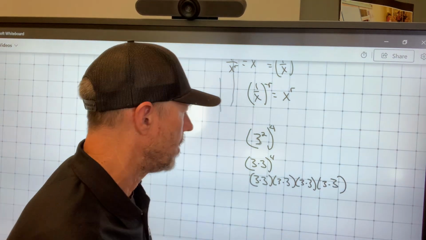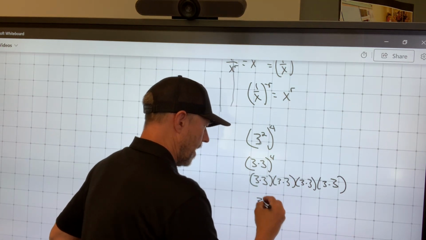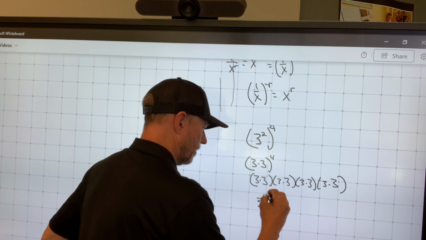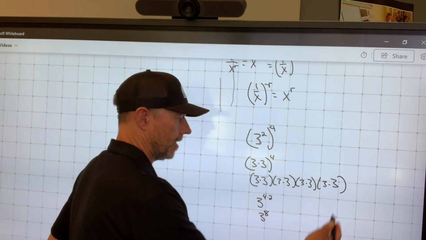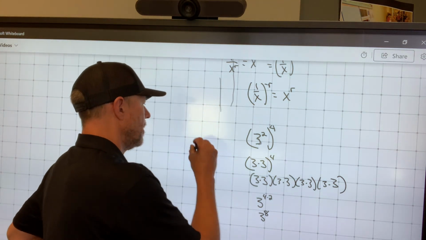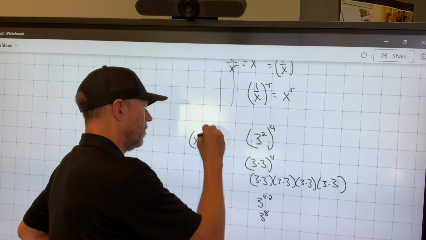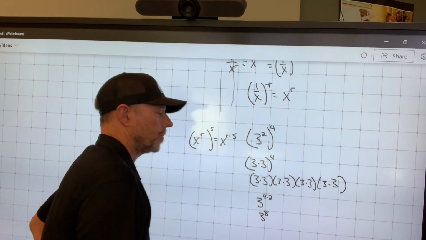Notice I have 4 groups of 2. So that's the same thing as 3 to the 4 times 2, which is 3 to the 8. Yeah, that's 2, 4, 6, 8 3s multiplied together, so it's 3 to the 8. So the rule here is x to the r raised to the s is x to the r times s.